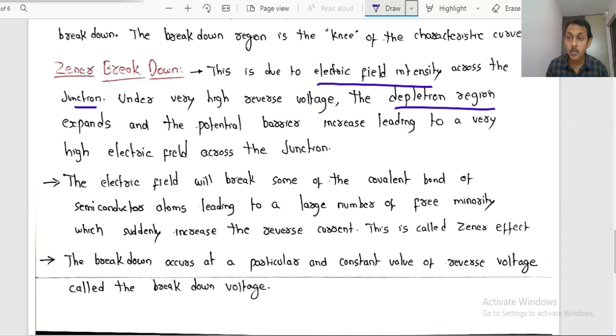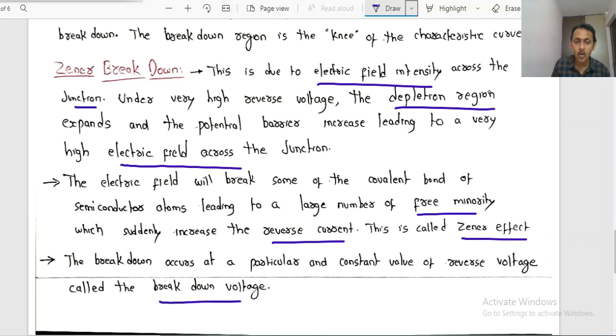Now with more and more reverse bias voltage, there is more and more electric field across the junction. This electric field will break some of the covalent bonds of the atoms, leading to a large number of free minority charge carriers, which will suddenly increase the reverse current. This effect is called the Zener effect. Now the breakdown occurs at a particular constant value of reverse bias voltage, right?